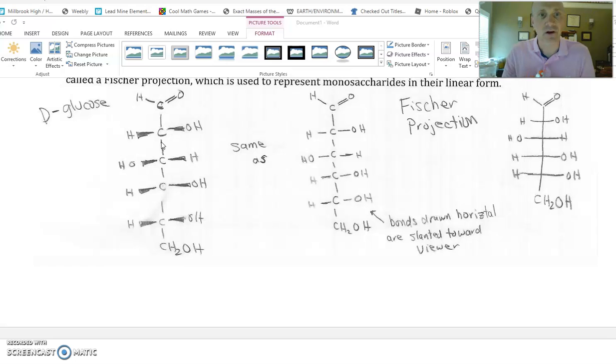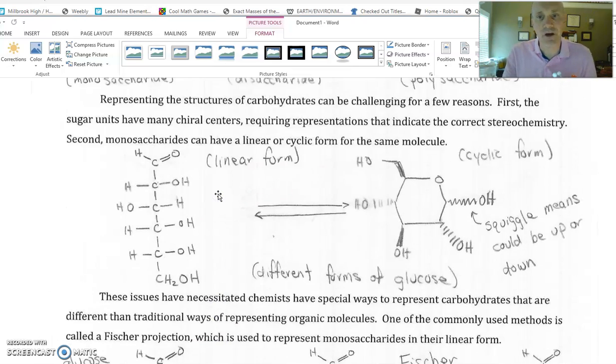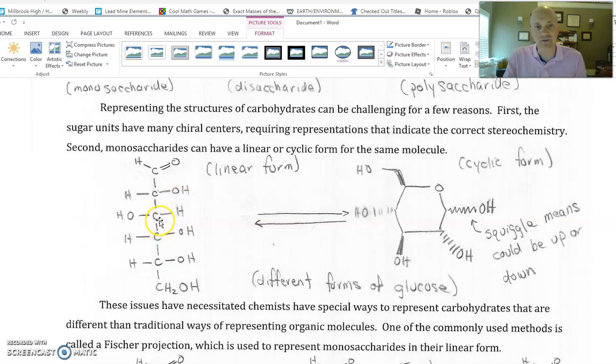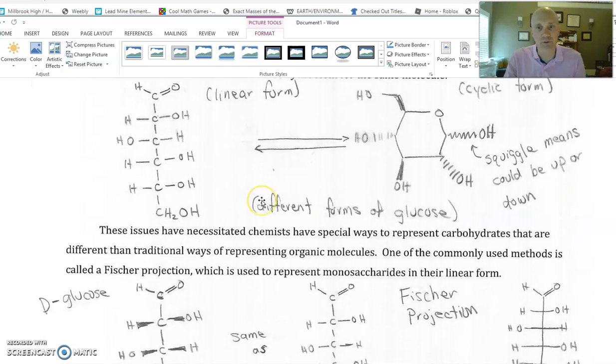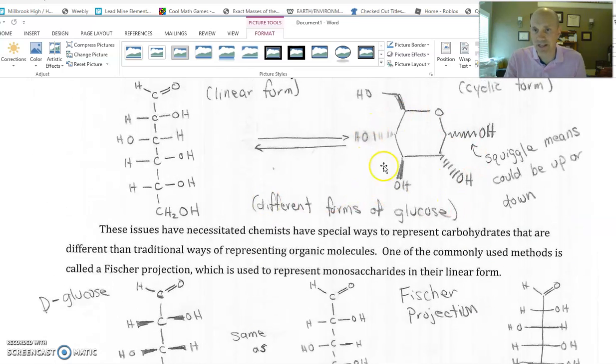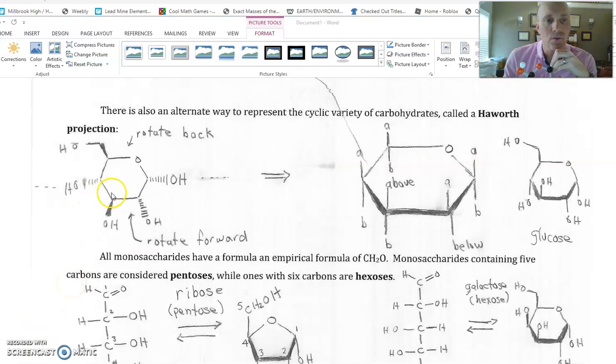Recall that with these monosaccharides, the linear form can cyclize to make a cyclic form. We'll talk a little more about that later, but there is a convention for how you draw the cyclic form as well. So when showing the cyclic version of glucose, there's a convention in drawing that too.